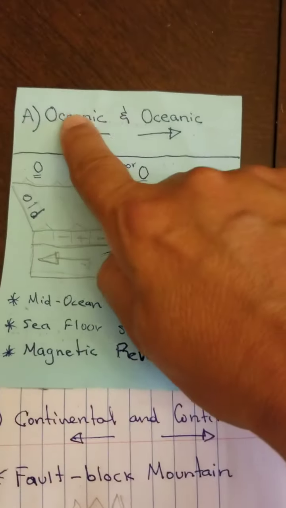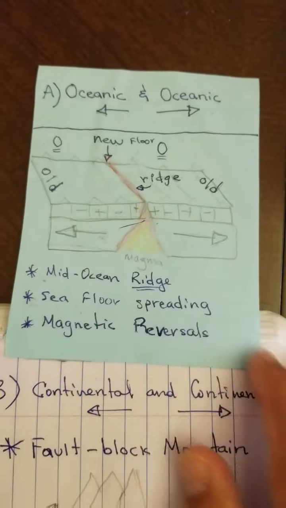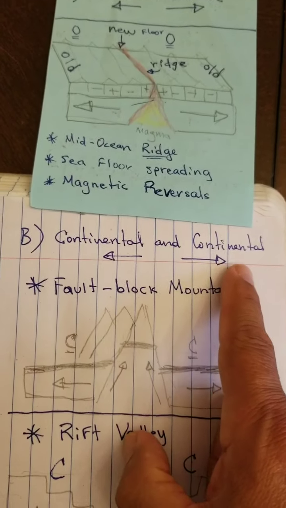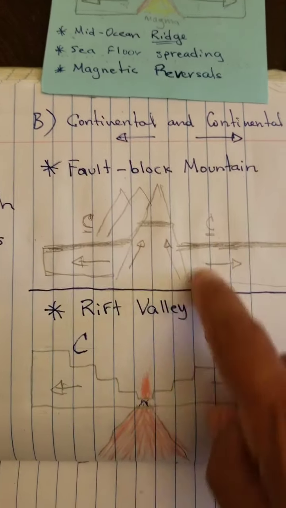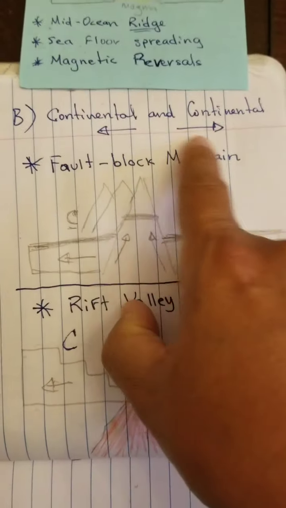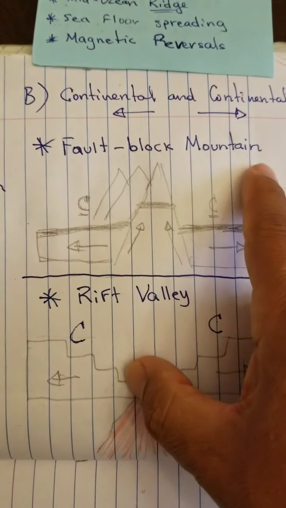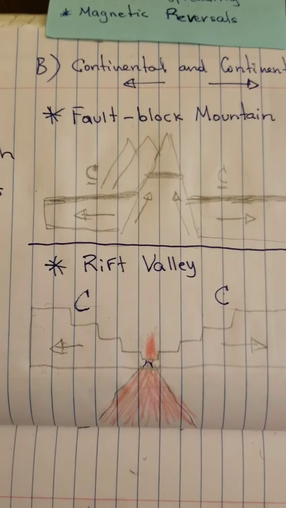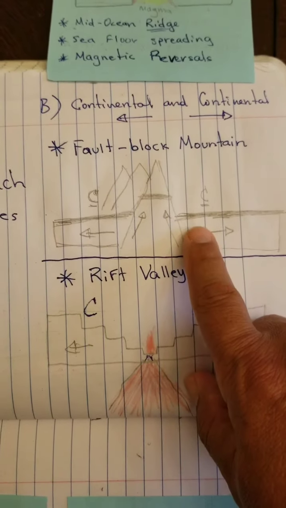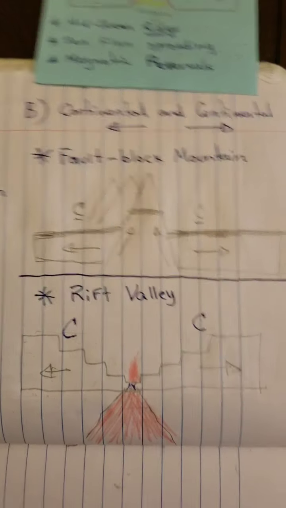This is for oceanic and oceanic plates when they separate. Now, whenever you have divergent boundaries with two continental plates, you will have two different features from the same type of continental divergent boundary. One of them is a fault block mountain, and the other one is the rift valley. I'll be showing you how to draw them in a video right now.